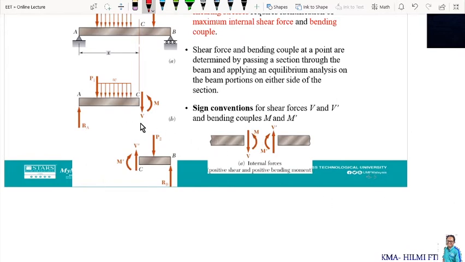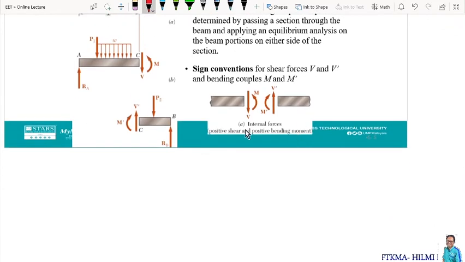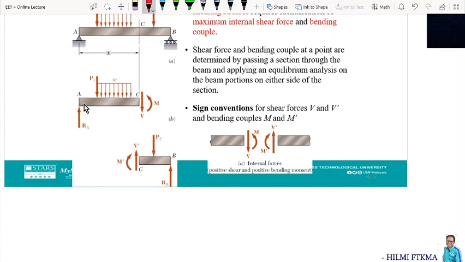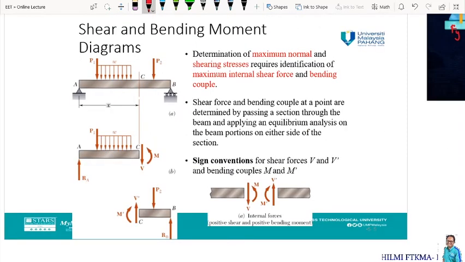If we take the section from the left, say from point A, the internal shear force V is going to be positive pointing downwards, and the bending moment is going to be positive counterclockwise. But otherwise, if we take the section from point B on our right, then the V prime pointing upward is going to be positive, and M prime in the clockwise direction is going to be positive. It is just how we look at the section of the beam. Basically we are going to take the beam from the left, but in some cases the problems will require us to take the beam section starting from the right.